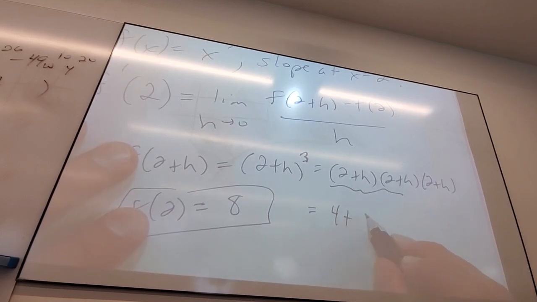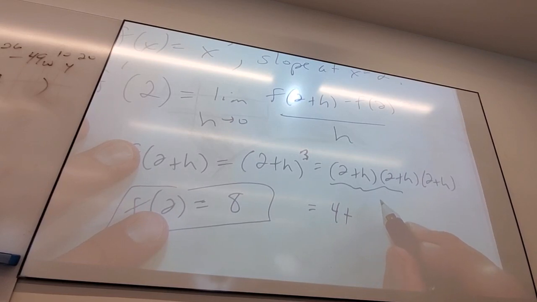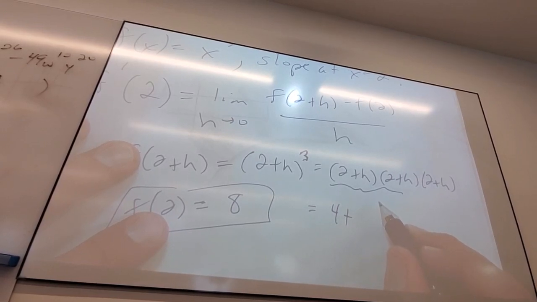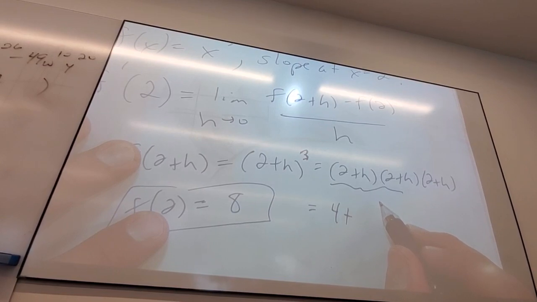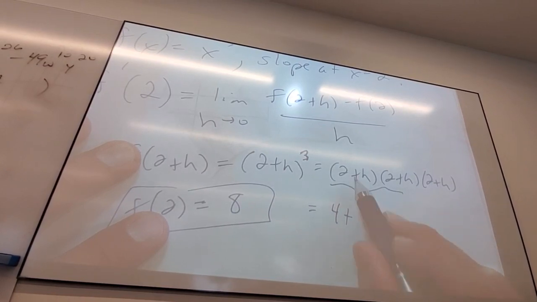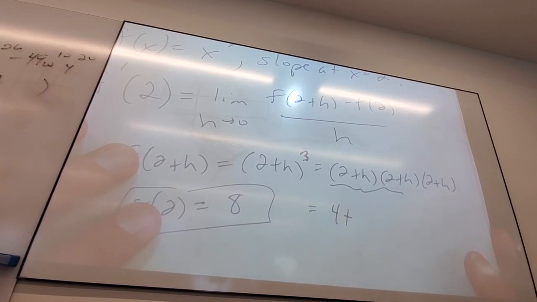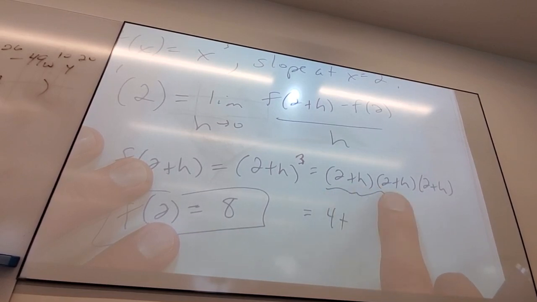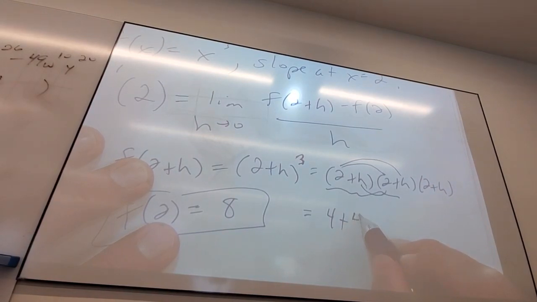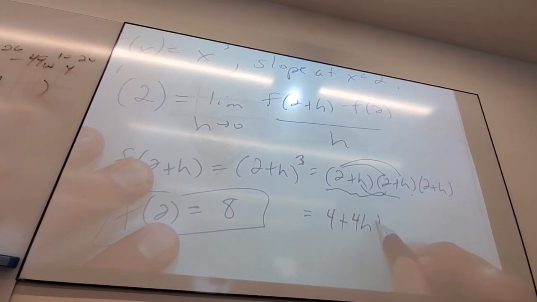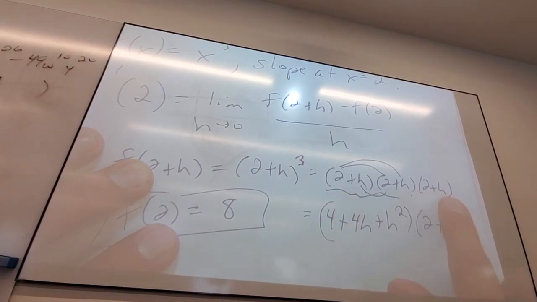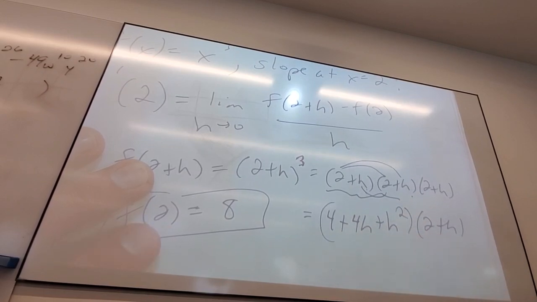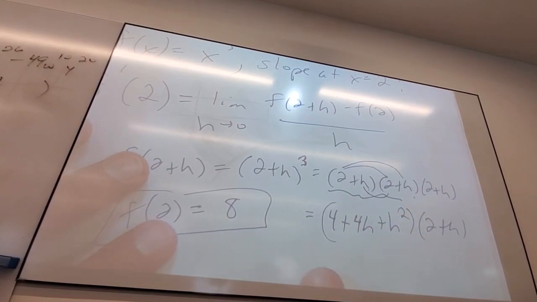So you guys doing okay? Jump on this now because it's going to get weird. So if I just FOIL these out, I get 4 plus 2h plus 2h plus 4h plus h times h, h squared. That's like me doing 12 times 12 times 12. Okay, 12 times 12 is 144, times 12. Then I do that. Yes. That's exactly what we're doing here.